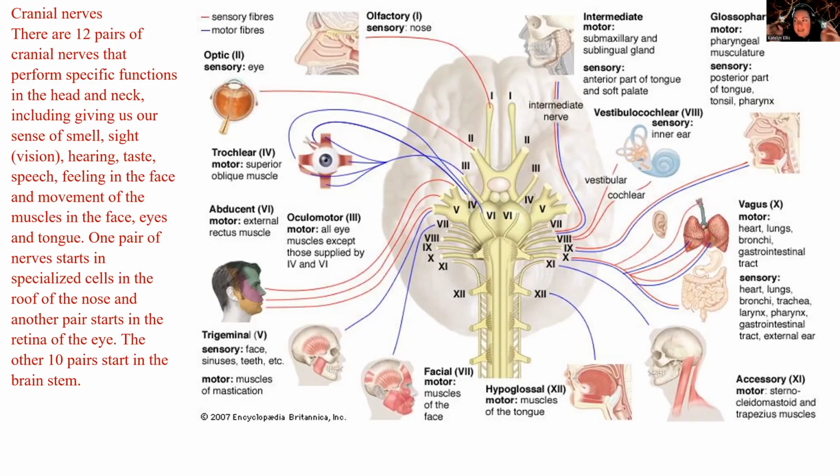So I'm just going to repeat that. You have 12 pairs, 10 of them start in the brain stem, but one actually starts in the retina of the eye, and another one starts in the roof of your nose. I just find that absolutely fascinating.